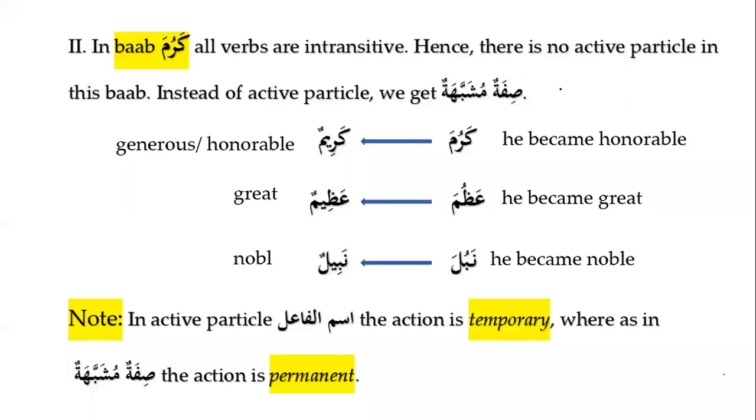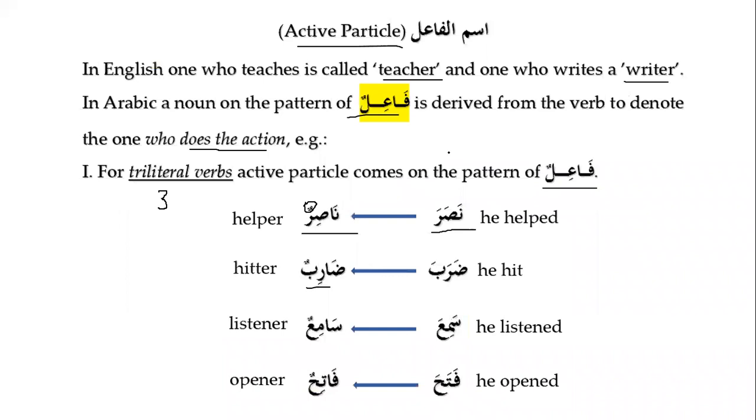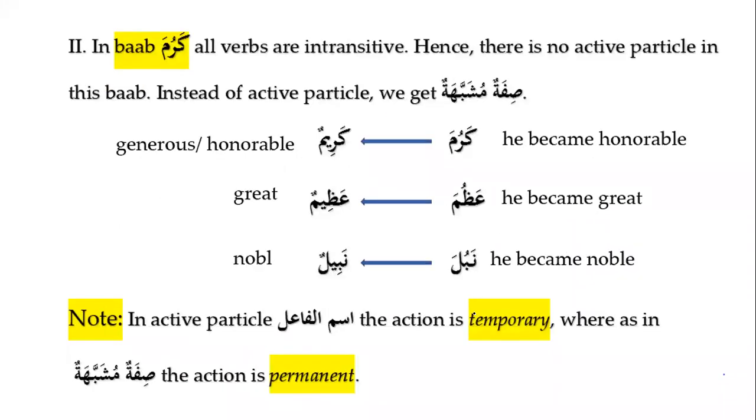We have learned about 4 abwab: nasara, daraba, fataha, and samia. The examples I gave were from the same 4 abwab. So we have nasara, daraba, samia, and fataha. The 5th one is called karuma. We know that the thalathi or triliteral verbs have 6 abwab, and the 5th one is karuma.